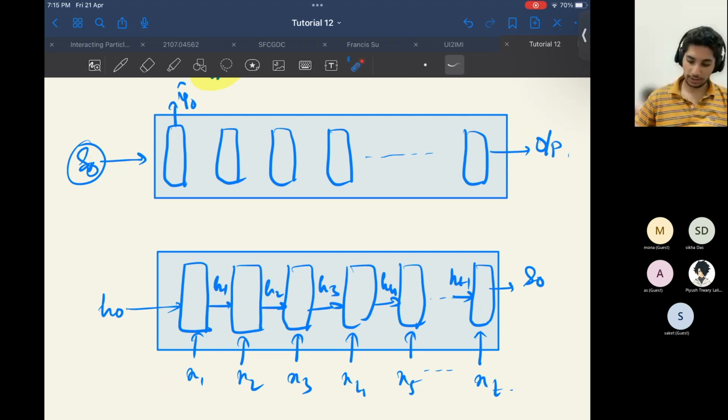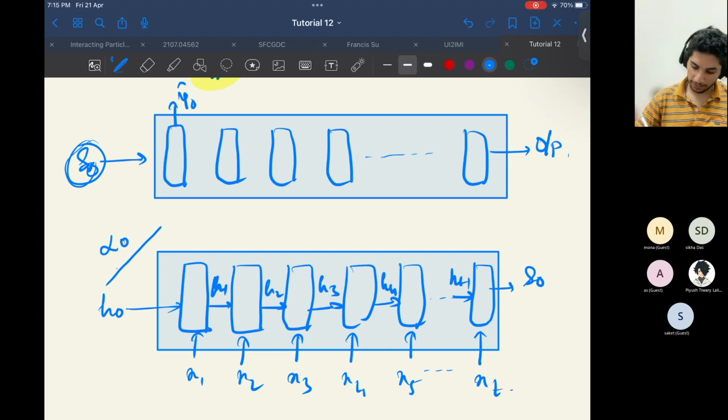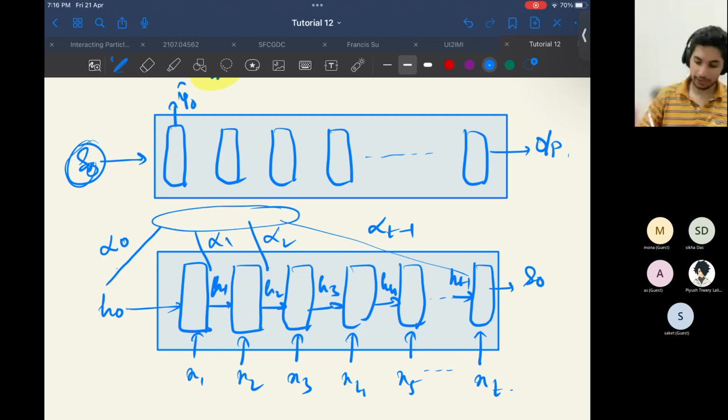So what it does is the following. Instead of taking this entire summary S naught, I will take a weighted average of these intermediate activations, H naught, H1, things like that. So I will multiply H naught with some alpha naught, H1 with some alpha 1, H2 with some alpha 2, and similarly ht minus 1 with some alpha t minus 1. And I will take a weighted average and give that as input here. I hope you are getting my point.